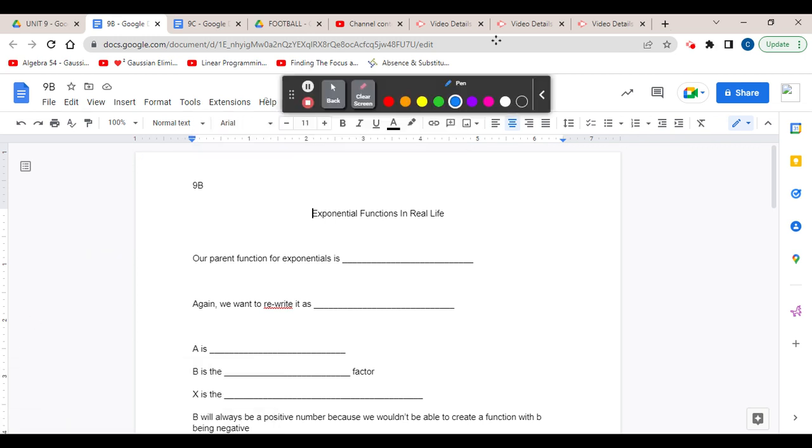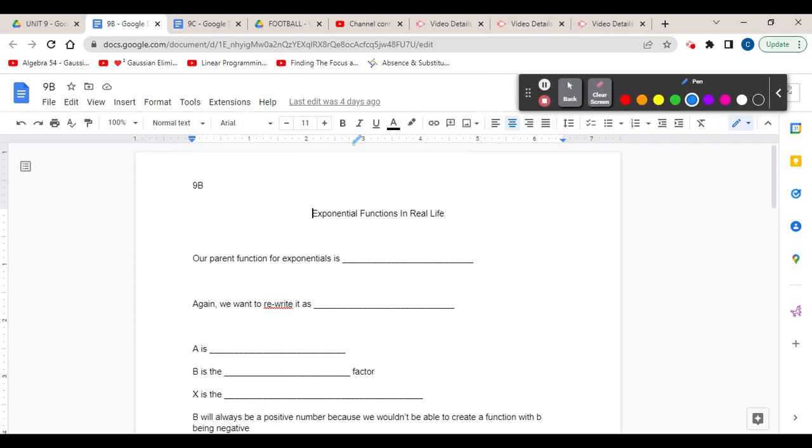All right, 9B notes. We're going to talk about exponential functions in real life, particularly when it pertains to money. And so we're going to talk about exponential growth, exponential decay, more growth here on these notes today. Okay, so starting back here, our parent function for exponentials is y equals 2 to the x power.